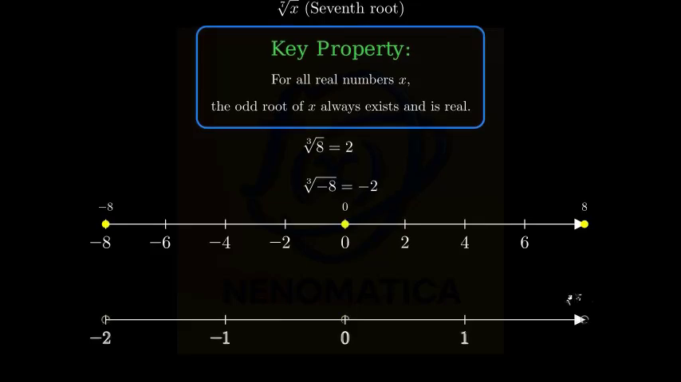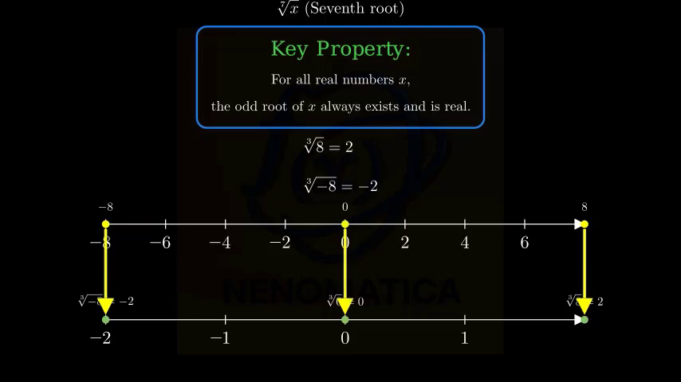We can visualize this on a number line. For any point on the number line, whether positive or negative, we can always find its cube root, which will also be a point on the number line. For positive numbers, the cube root is positive. For negative numbers, the cube root is negative.